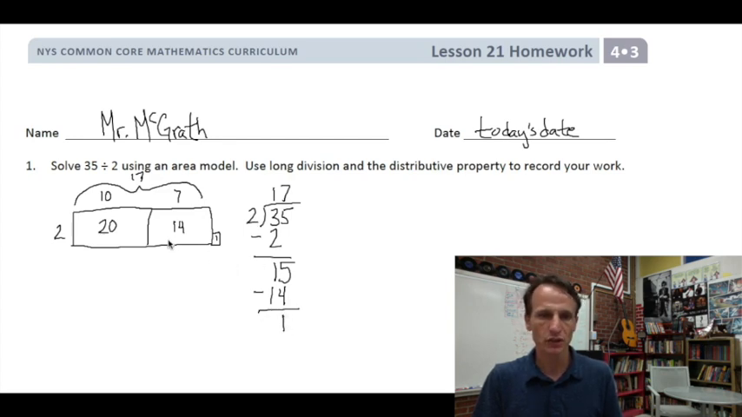And that leaves 1 donut. And again, you see how this matches up. Look, 2, 14, 7, 1. 2, 14, 7, 1. It all matches up.